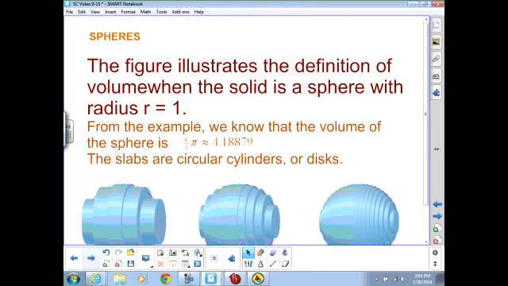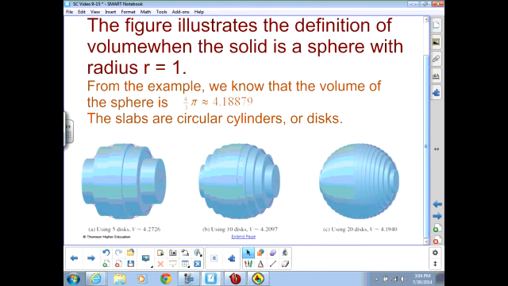And here's basically what happens. Your slices start out thick, they get thinner and thinner and thinner, and that's what our integral is, those slices getting thinner and thinner, and that gives us our volume of the sphere then.